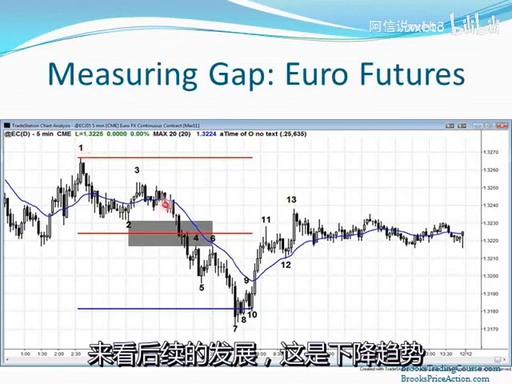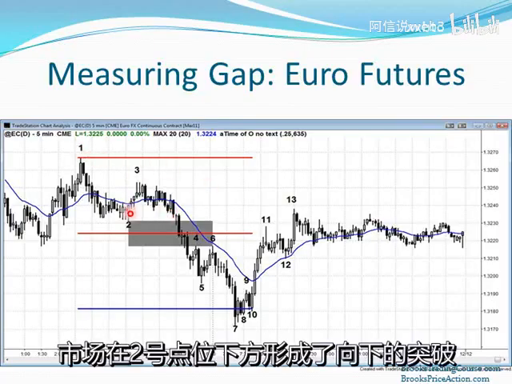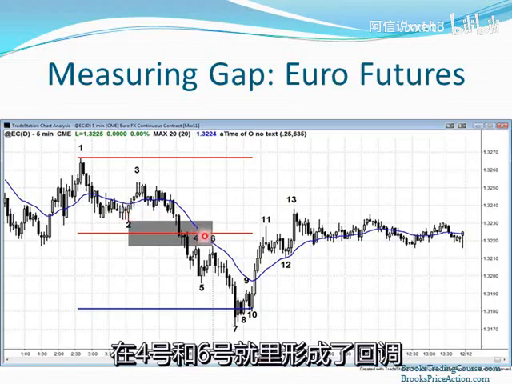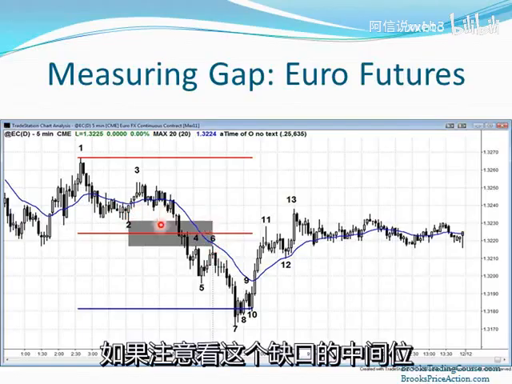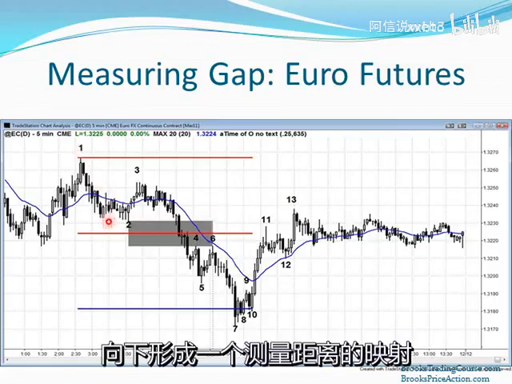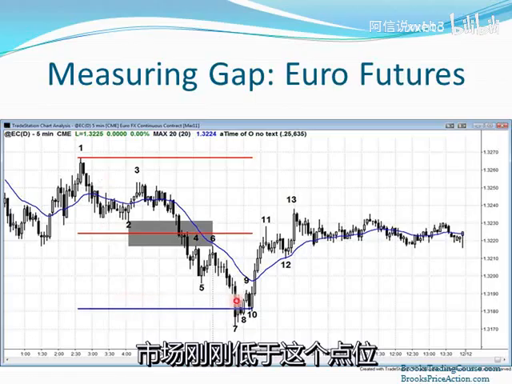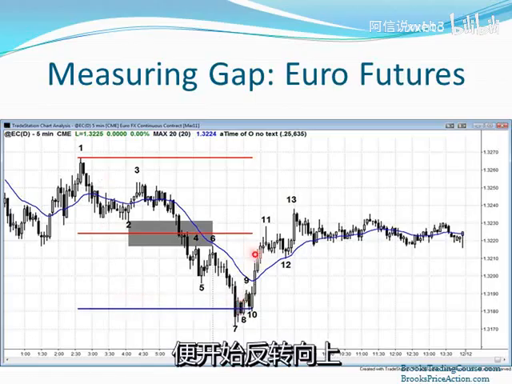Here we go, a bear trend. The market broke out below point number 2. It pulled back at 4 and 6 into a double top bear flag and started to turn down. So that left us with a gap, this gray box. You can look at the middle of the gap and the start of the move to create a measured move projection down. And the market fell a little bit below it and then reversed up.